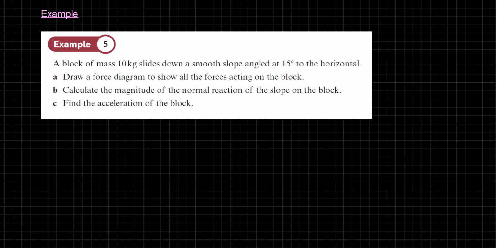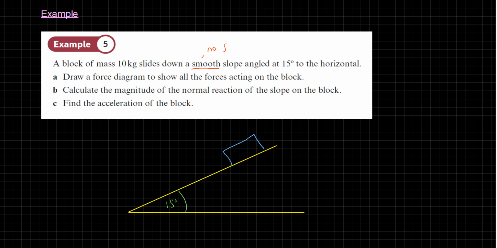So we've got a block of mass 10 kilograms sliding down a smooth slope, 15 degrees. Let's draw it. 15 degrees. Here's my block. Draw a force diagram to show all the forces acting on the block. Remember, it's smooth, so we're not talking about friction. So there will be no friction in this scenario.